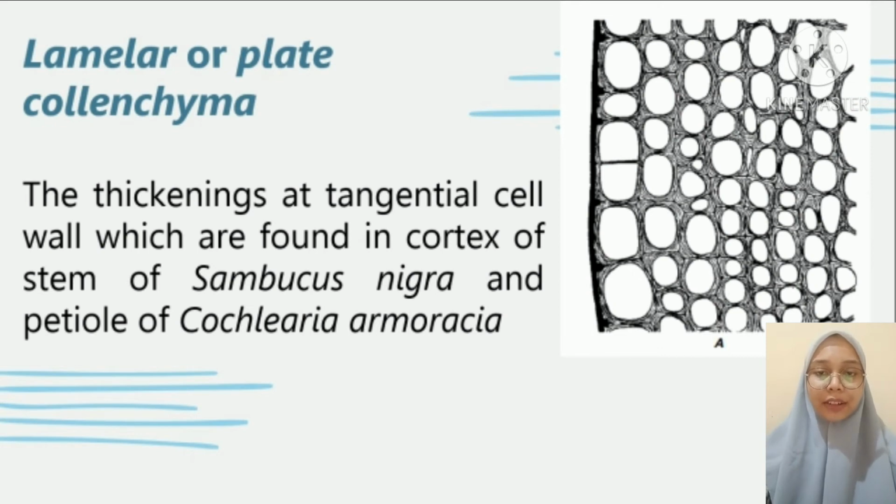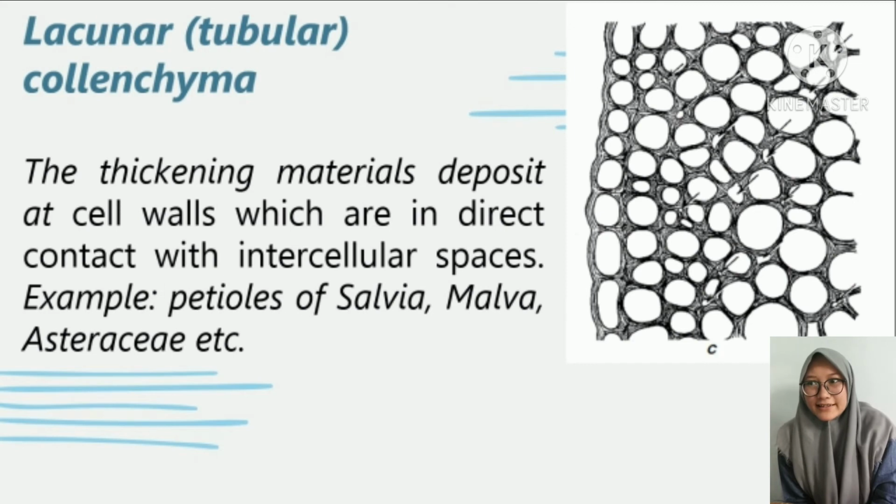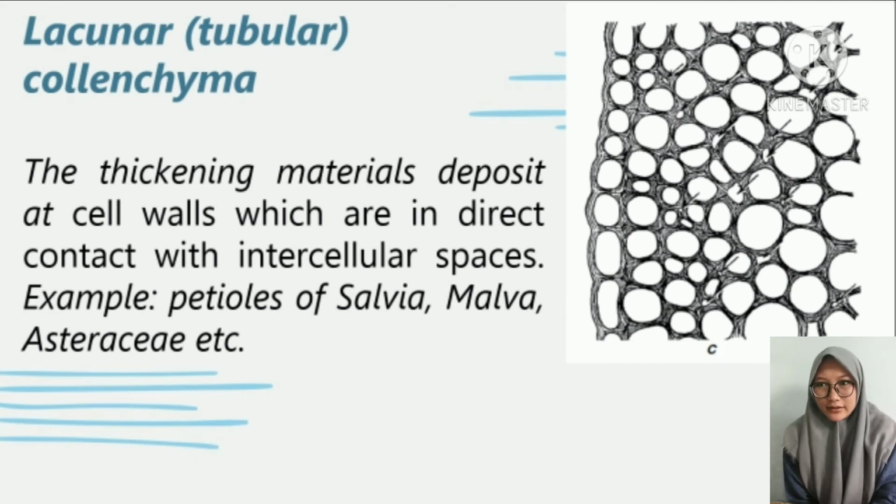And next, lamellar or plate collenchyma. The thickenings are at tangential cell wall, which are found in cortex of stem of Sambucus nigra and petiole of Armoracia rusticana. And next, lacunar collenchyma. The thickening materials deposit at cell walls which are in direct contact with intercellular space. Example, petioles of Salvia, Malva, and Asteraceae. The picture shows these thickenings do not fill completely the intercellular space, and empty intercellular space can be observed.